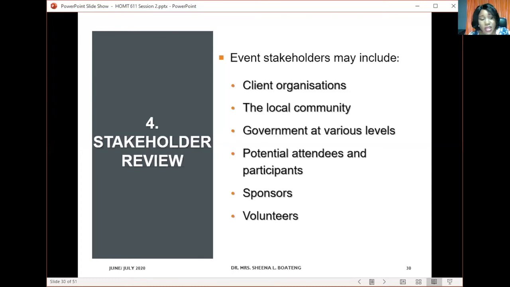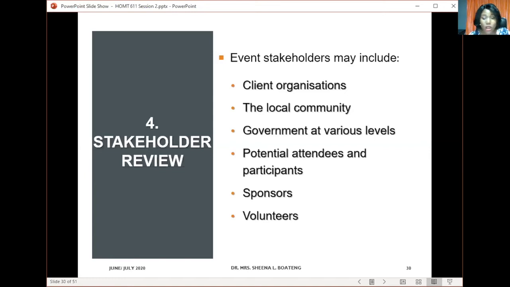Stakeholders could also be potential attendees and participants. Like I said, the participants have a great role to play, especially when you want them to part with some money or some form of resources in exchange for the value or the experience you are going to offer them at the event. And a very important set of stakeholders that everyone knows are worth paying attention to are sponsors. Because without their resources, the event will not happen.